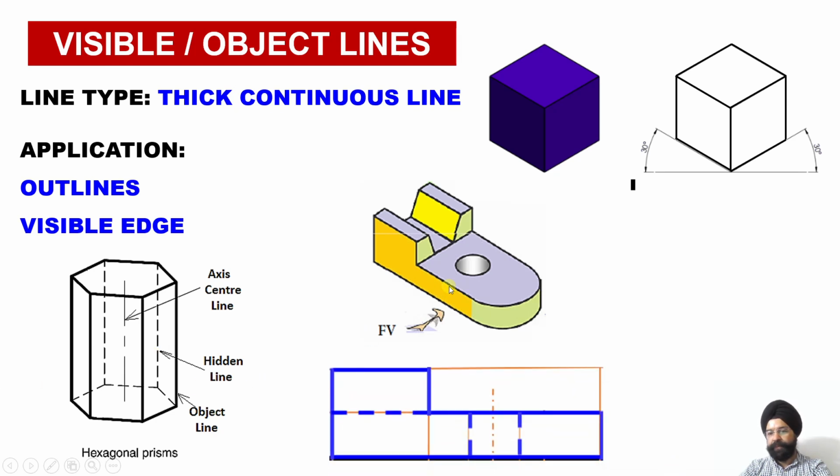Similarly, you have this, which is again another object. Over here, once we look at it from the front side, you can see 1, 2, this 3, then 4, and then this 5. So this portion we are able to see.